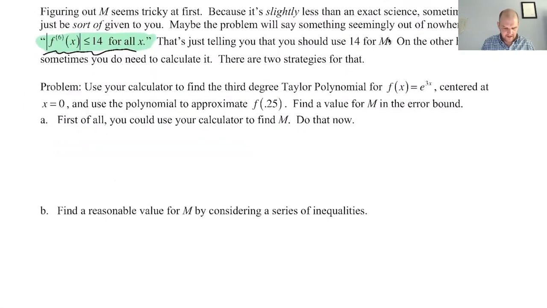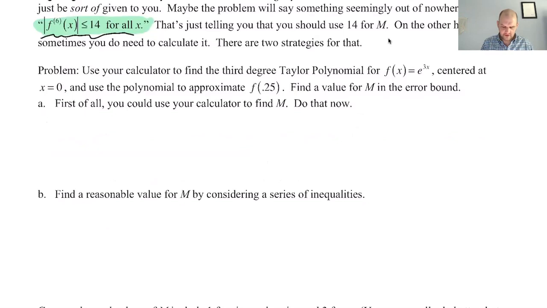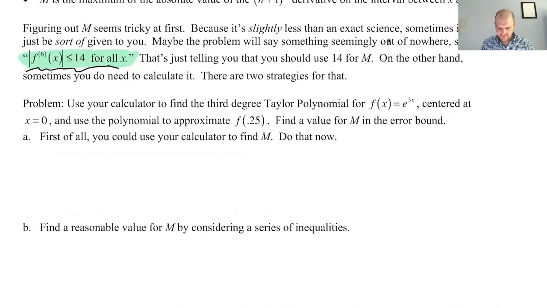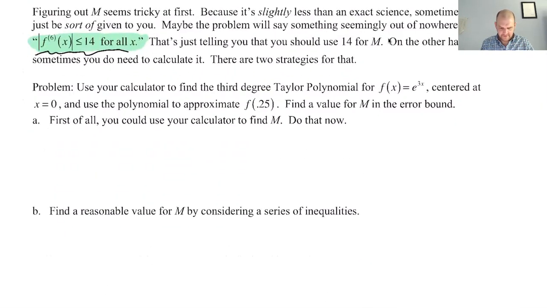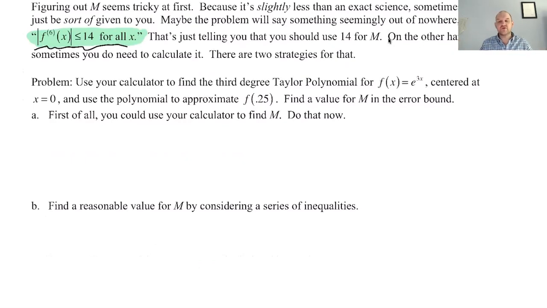Use your calculator to find the 3rd degree Taylor polynomial for f of x equals e to the 3x centered at 0. Use the polynomial to approximate f of 0.25, then find a value for M. This question could use some work. We're going to try to find M two different ways, basically. But first, we're supposed to use our calculator to find the polynomial.